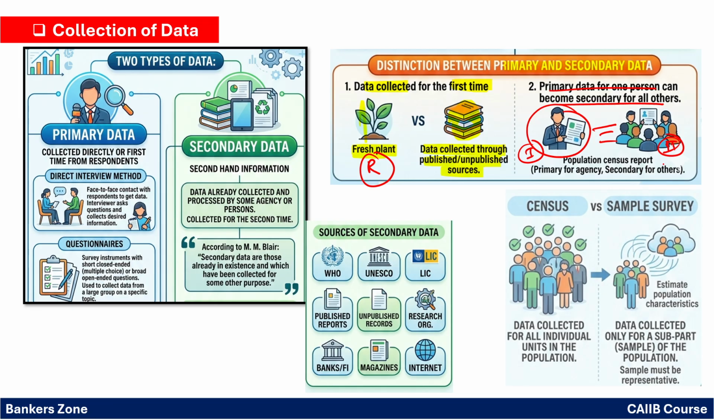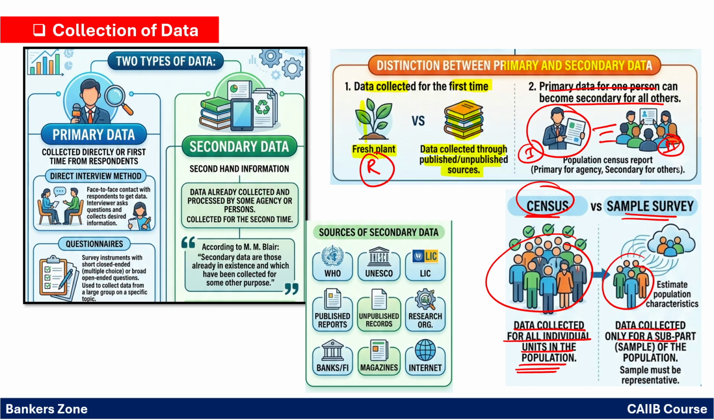Right. Now see, what do you mean by census? Census means simply the data collected for all individual units in the population. You have a lot of population, right? So for example, you are finding the average weight of each person. It will be part of a census. Now, what is a sample survey? Out of that, you select a sample and for them, you find the average weight.